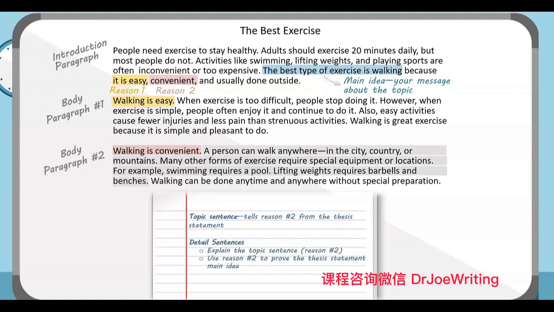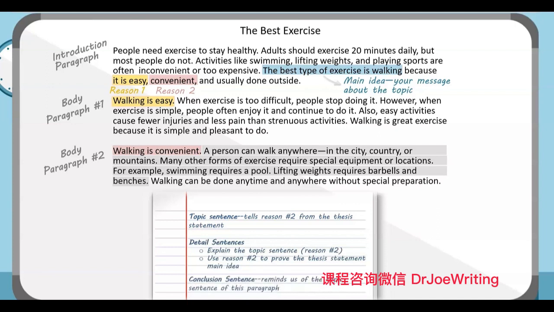A person can walk anywhere, in the city, country, or mountains. Many other forms of exercise require special equipment or locations. For example, swimming requires a pool. Lifting weights requires barbells and benches. So do you see how these detail sentences explain our topic sentence that walking is convenient, and they also use this reason to prove that the thesis statement main idea is true, that the best type of exercise is walking, since walking is more convenient than other types of exercises like lifting weights and swimming.